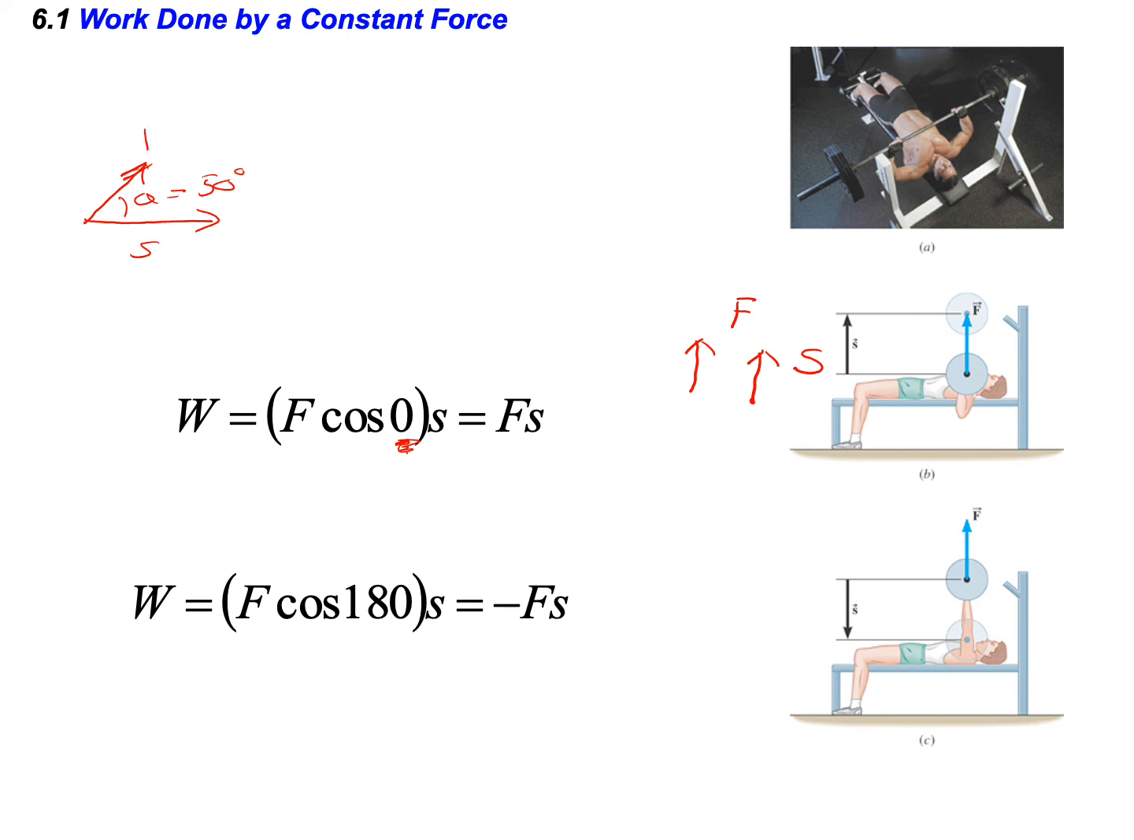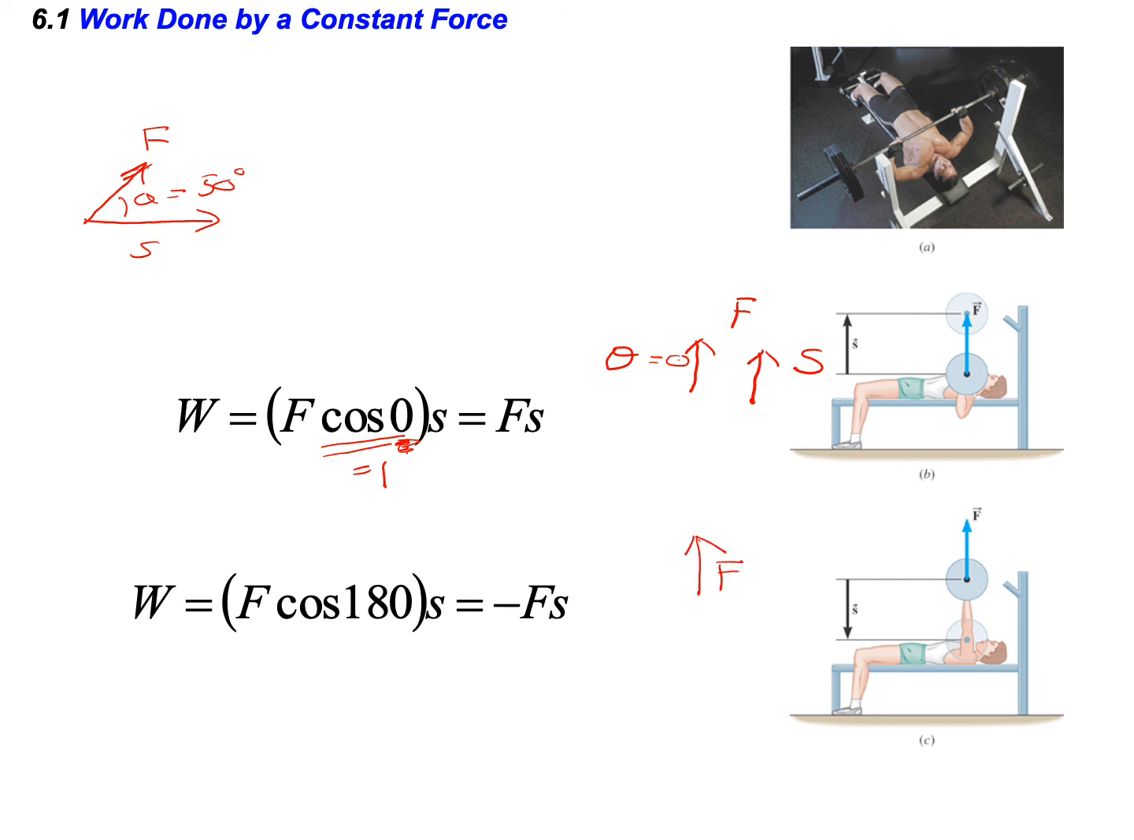So if F and S are in the same direction, this angle becomes 0. Therefore, F cosine 0 times S. Cosine of 0 is equal to 1. So therefore, F times 1 times S is F S.